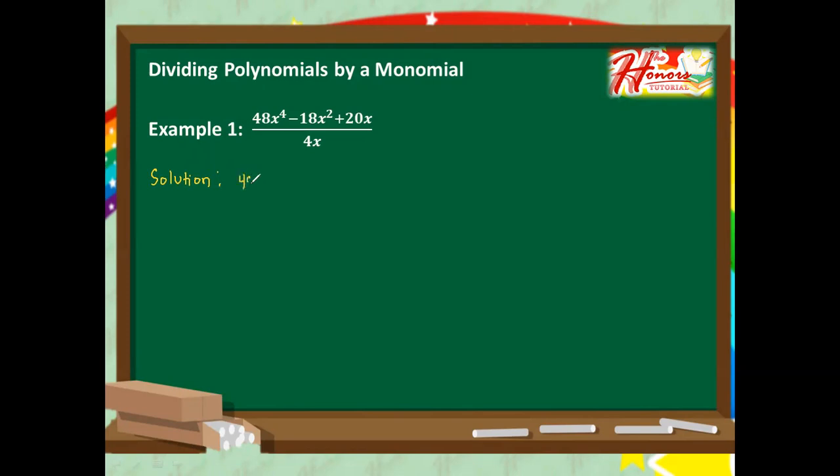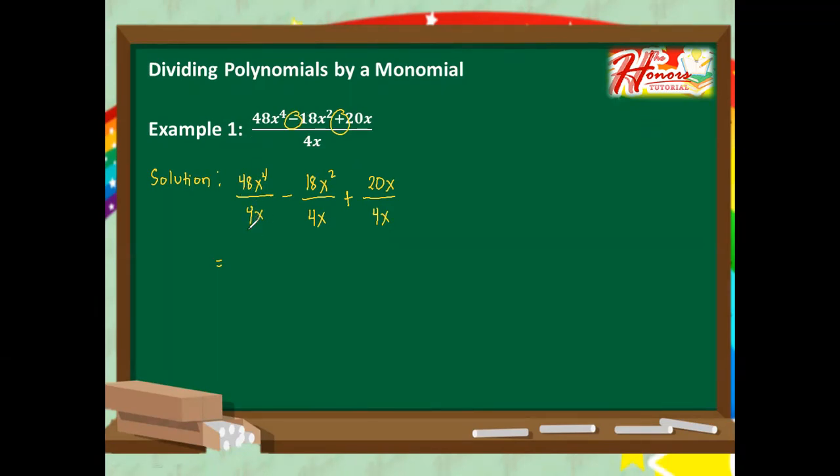Rewrite 48x raised to 4 and then write 4x below. We will separate the terms that we have here. Then copy the operation here, so minus. So that is 18x squared over the denominator, which is 4x. And then copy the operation here, which is addition. So plus 20x over 4x. And then we will divide.